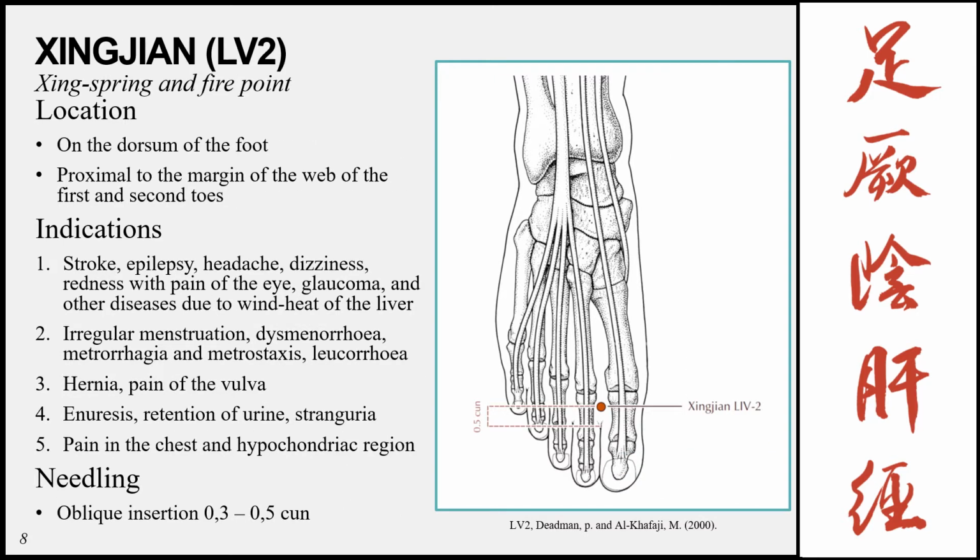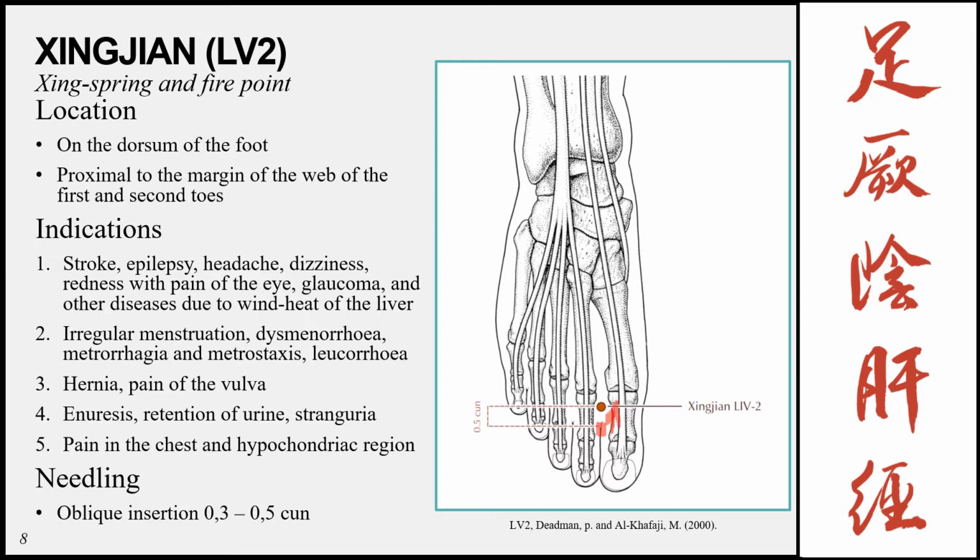The next point is XINGJIAN, liver 2. This is the Xing spring and fire point of the meridian, and is also located on the dorsal aspect of the foot, proximal to the margin of the web of the first and second toes. So here's the margin of the web, and if you remember, we used this in the previous lectures. So we find this part, and then we're going to go proximal to this point.